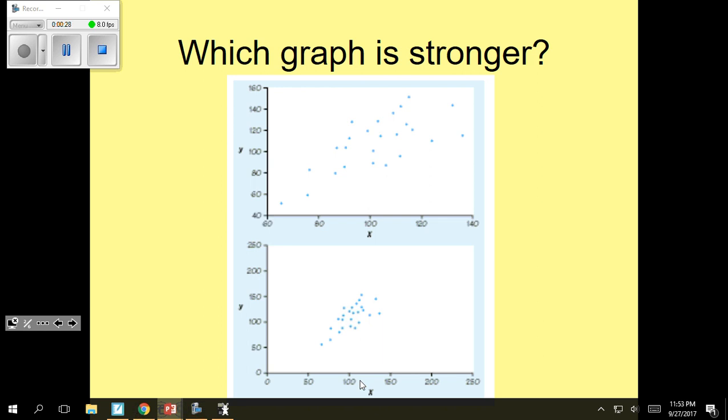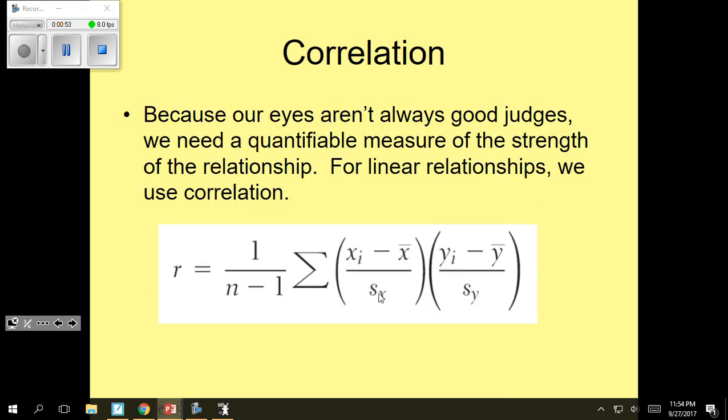Sometimes the eyes can be deceiving. A closer look, especially at the scales on the two graphs, reveals that they're actually the same graph, just zoomed in differently. So you can see the points are the same down here. It's just scaled a little bit differently. And so our eyes can be deceiving on the strength of the graph or of the correlation. And so we've got a formula that can help us quantify that relationship.